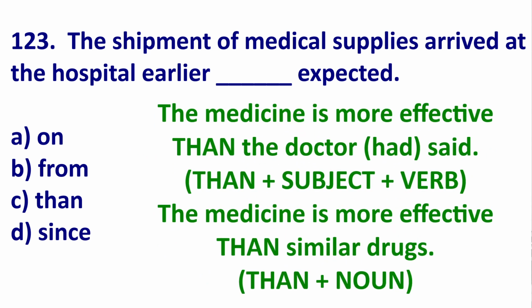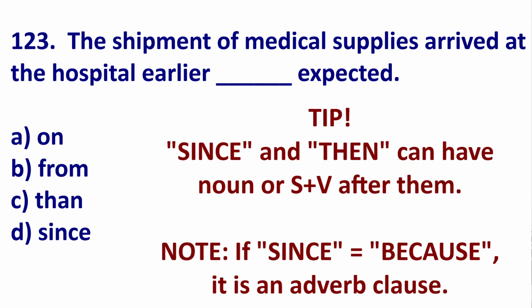Another example, medicine is more effective than the doctor had said. Here, than is an adverb clause marker because it's followed by a subject and verb. But the medicine is more effective than similar drugs. Here, it's just followed by a noun. So remember, since can be a preposition followed by a noun, or it can be an adverb clause marker followed by a subject and verb. The same is true for than.